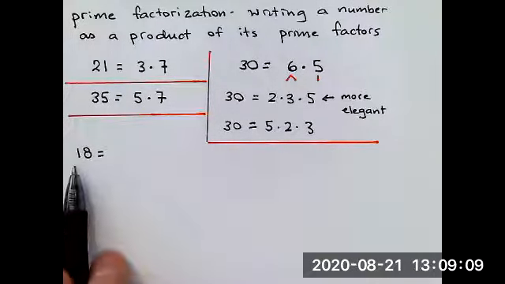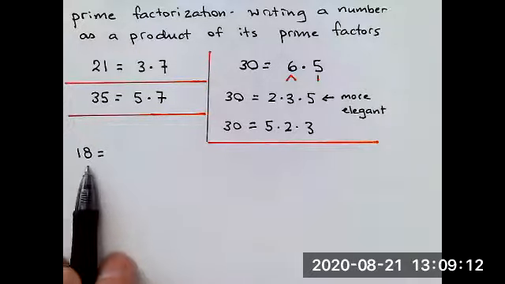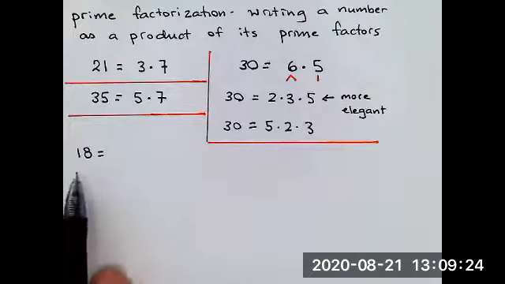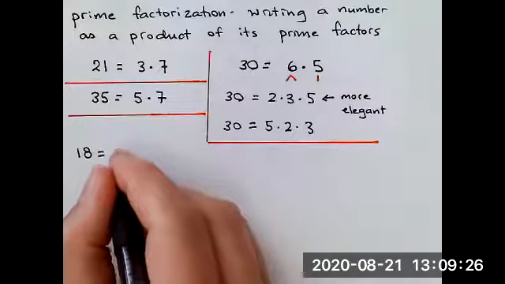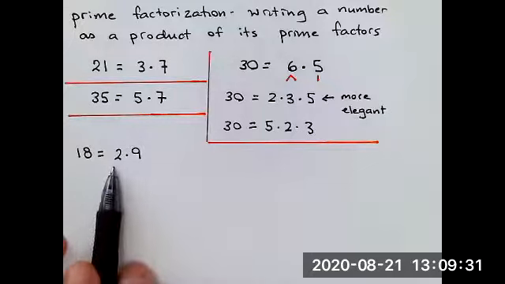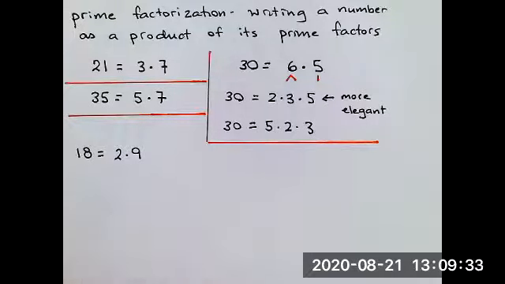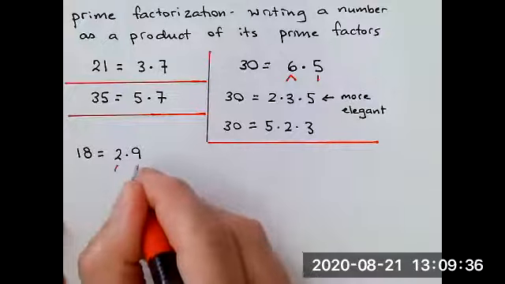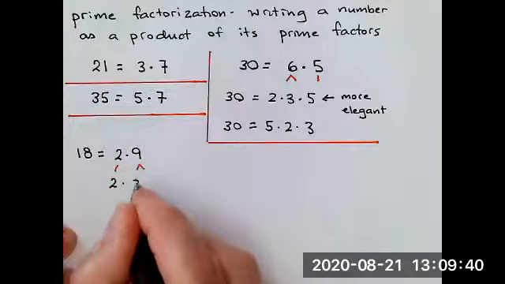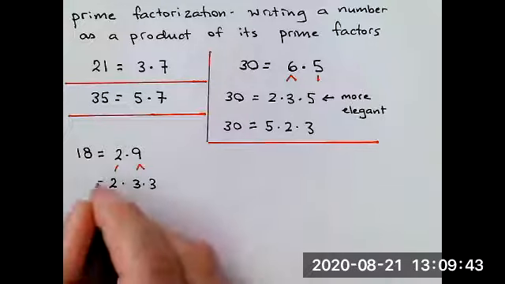Let's write the prime factorization of 18. And you're probably thinking, how do I start? I could do 2 times 9 or 3 times 6. And the answer is, it doesn't matter how you start. So if you started with 2 times 9, you would go, yeah, 2 is a prime, but 9 is not. So you bring down the 2 and keep factoring. So you have 2 times 3 times 3.